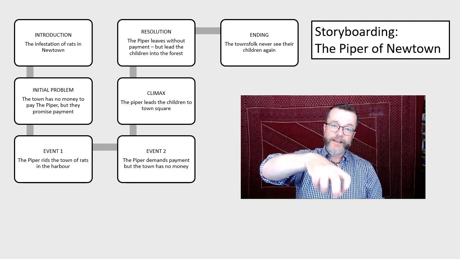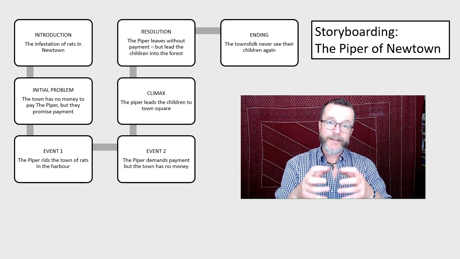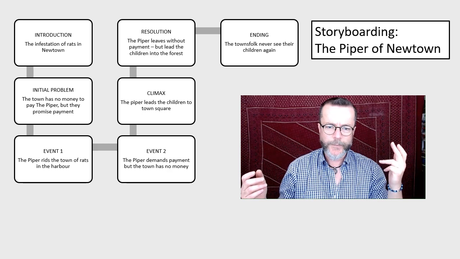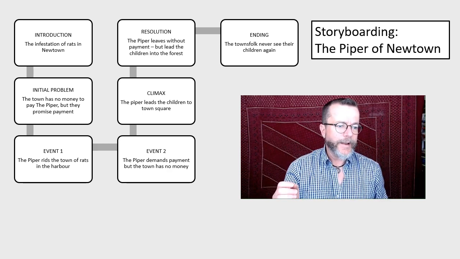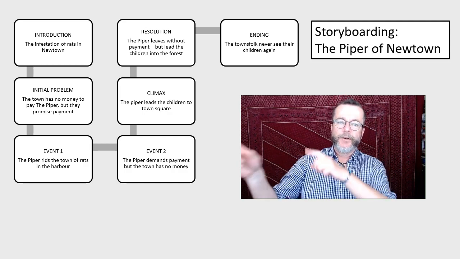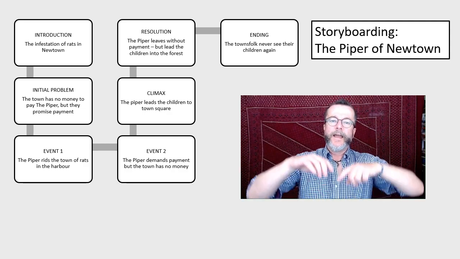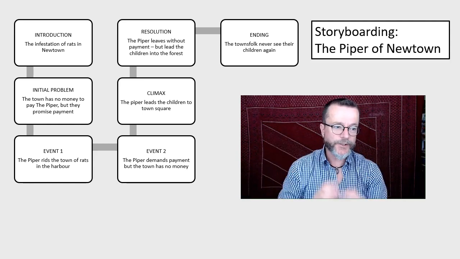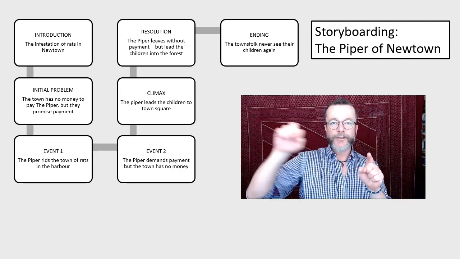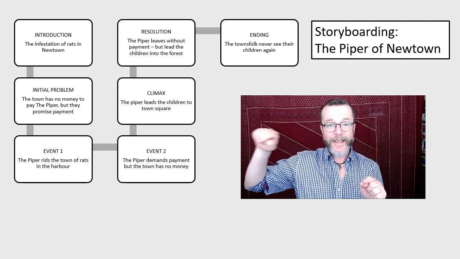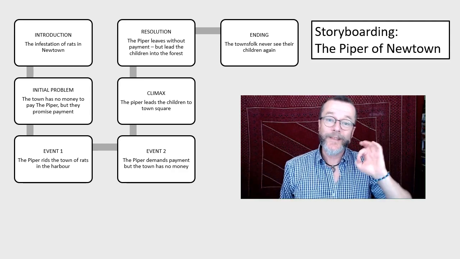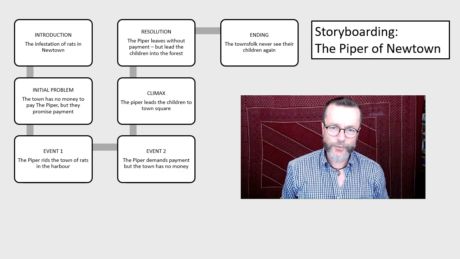Then we have the second event where he comes back and demands payment, but the councillors have no money to give him apart from, I think it's three pennies, I can't remember now. And then the final event and climax, where he leads the children around the town and into the square, and then he turns and takes the children out into the forest. So the resolution is linked to the first problem. The first problem is they can't pay him. The resolution is he leaves without the money, but he leaves with the children, and the ending is the people of Newtown never see their children again.